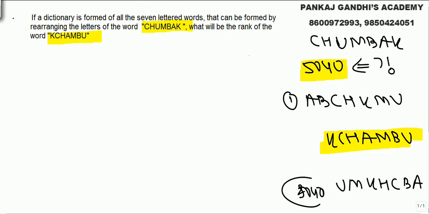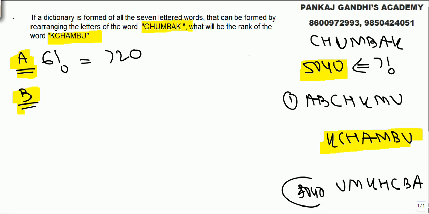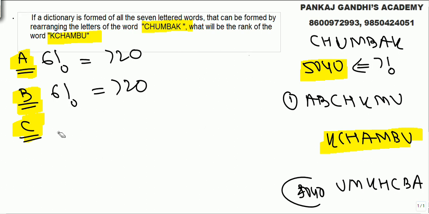Just try to break it in simple ways; this is an important question type, and not that tough. First we will have all the words that start with A. A being fixed, the remaining 6 things at 6 places can be arranged. Then we will have all the words starting with B, B being fixed, remaining 6 things at 6 places can be arranged. Now we'll have all the words starting with the letter C.